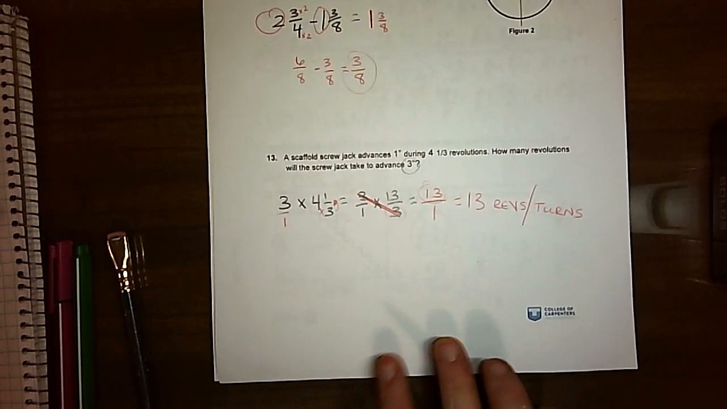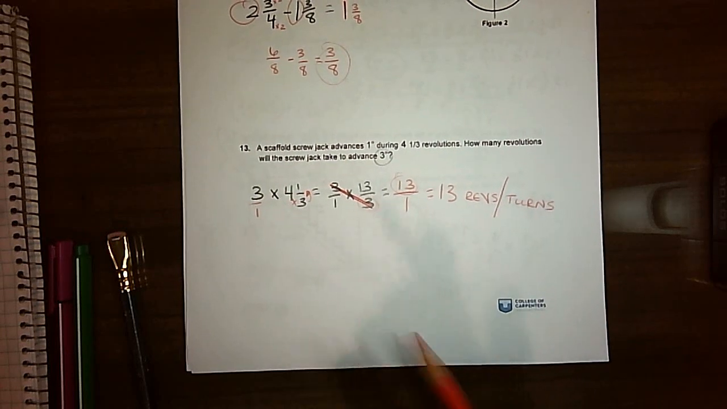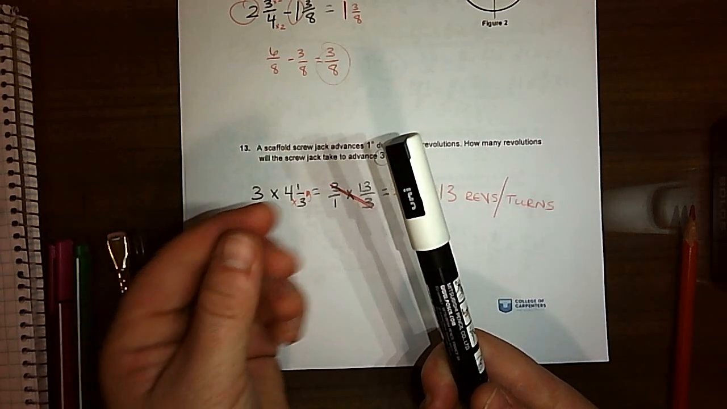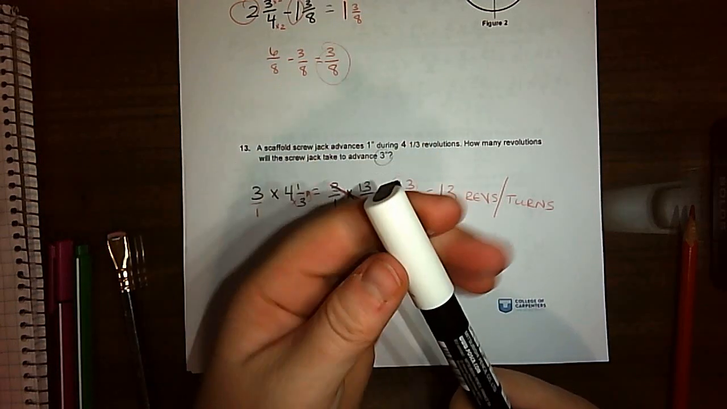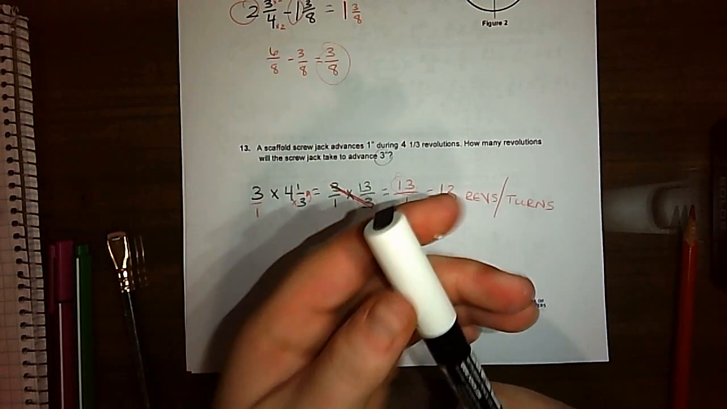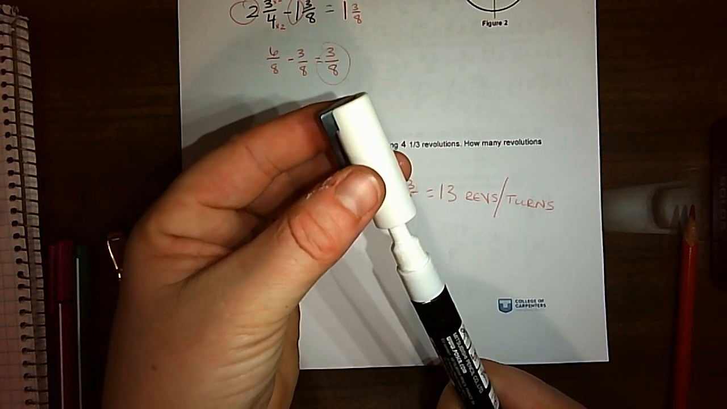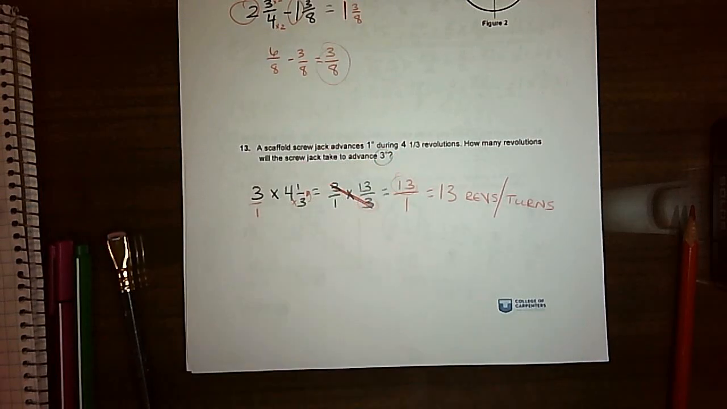Yeah, so did that one make sense to everyone? Yes. Right? So meaning if this was our screw again, and I was turning it, if I turn it 13 times, this will have come out or gotten bigger by 3 inches. Right? Hopefully that helps.